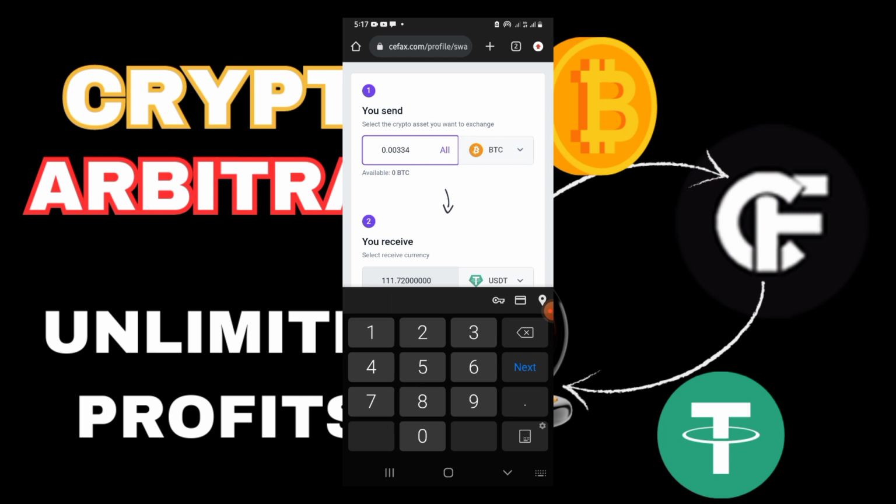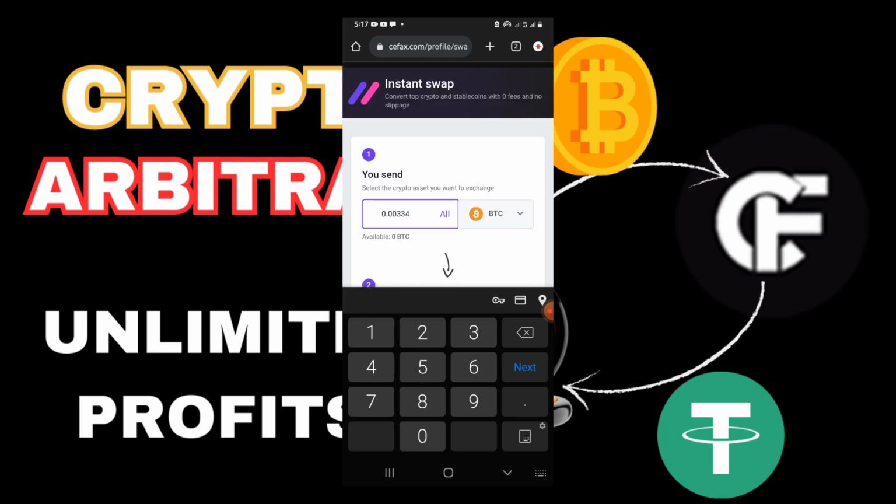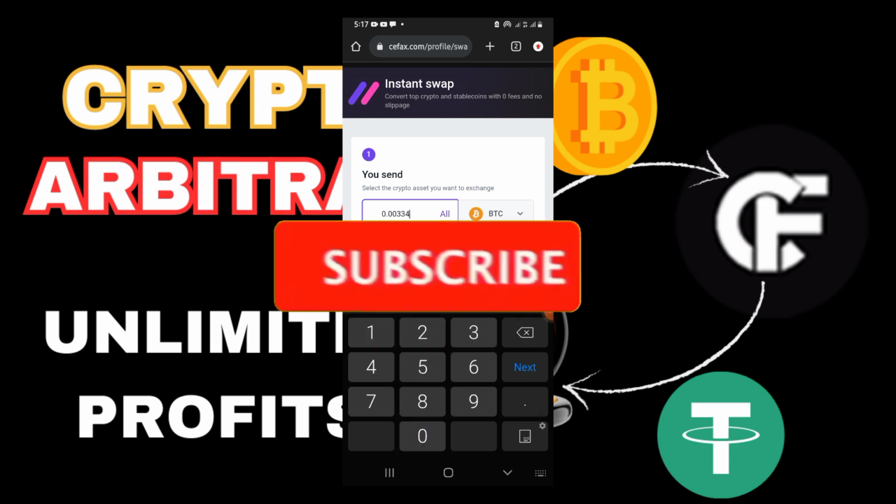Then you can sell it on Binance. You can keep repeating it. The more profit you get, you add it together and keep repeating it. So there's no limit to what you can do on it. The more capital you invest, the more profit you can get.